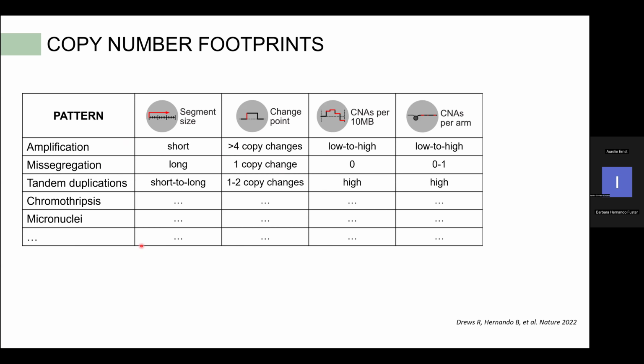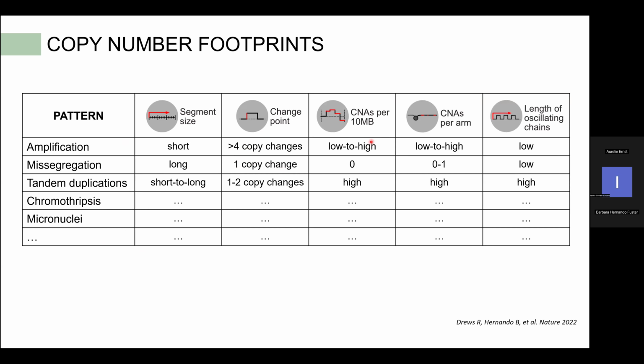We also have 2 different features that integrate the information about whether these segments are clustered together in the genome or not. And then we have a 5th feature that tells us the length of oscillating changes, and these oscillating changes are typically seen in tumors with the tandem duplication phenotype. So we have these 5 features, which explain the copy number patterns seen in the literature.